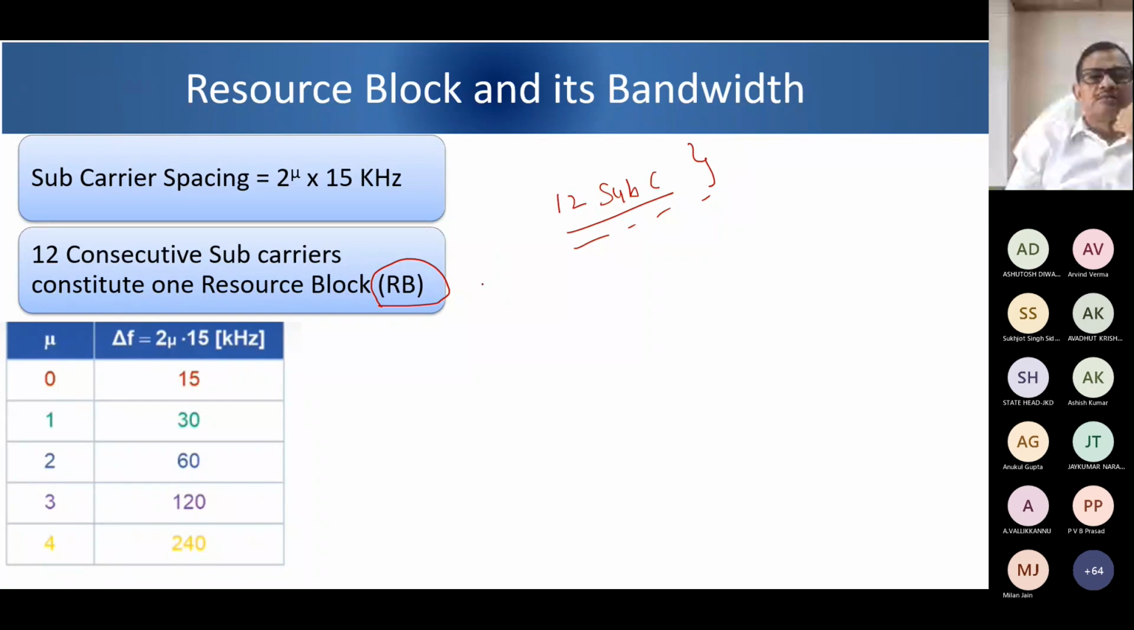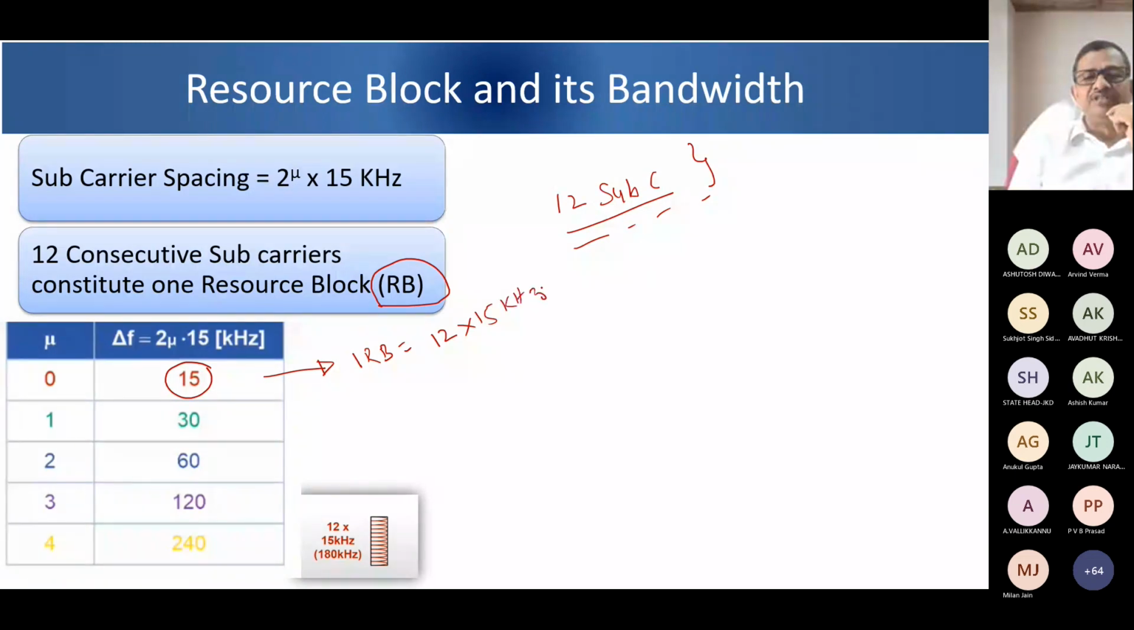Just see that in case we talk about numerology 0, my subcarrier spacing is 15 kilohertz. So one RB will have 12 subcarriers of 15 kilohertz. What will be the bandwidth of one RB in case of numerology 0? 180 kilohertz. Right, so it is 180 kilohertz.